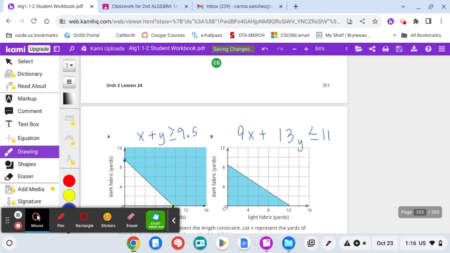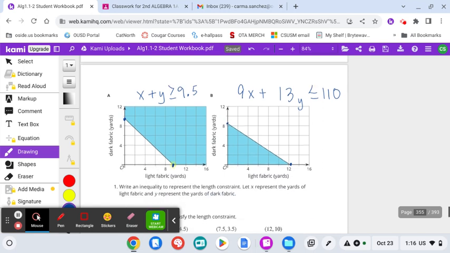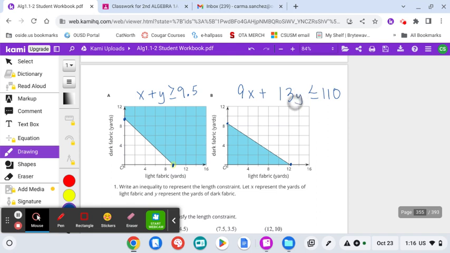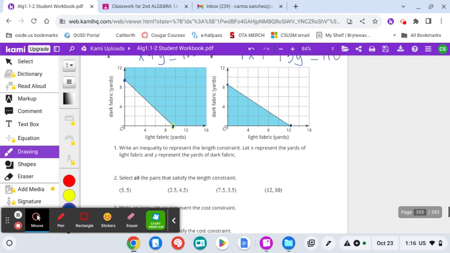If I actually tried getting the intercepts, I would see that it comes out just after 12 and just over 8 when I divide by 13 into 110 and divide by 9 into 110. Okay, so I've got my two inequalities. Write them here. The length constraint is the first one.